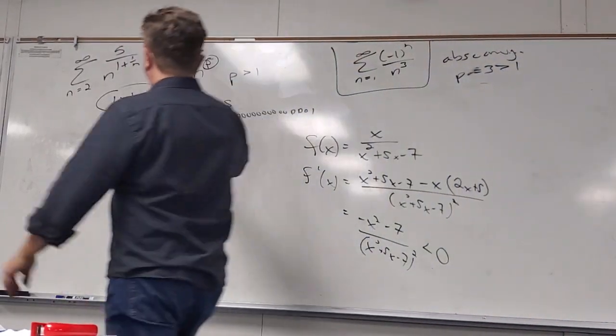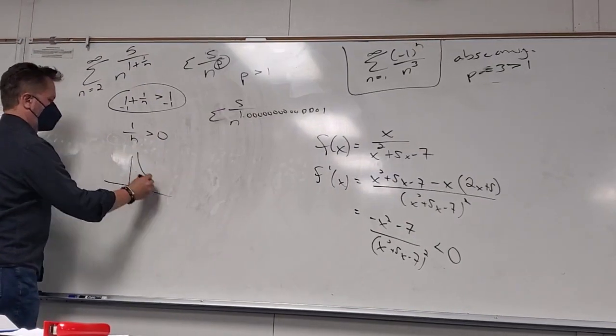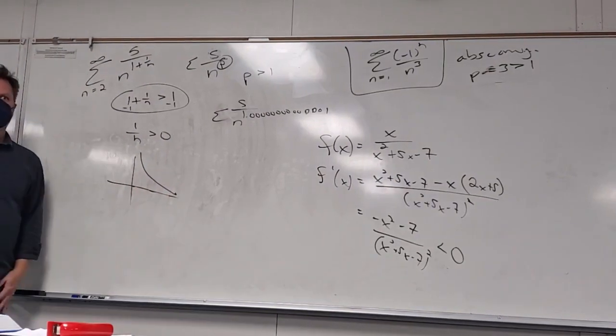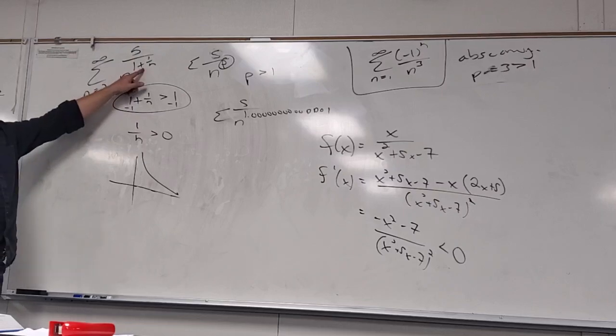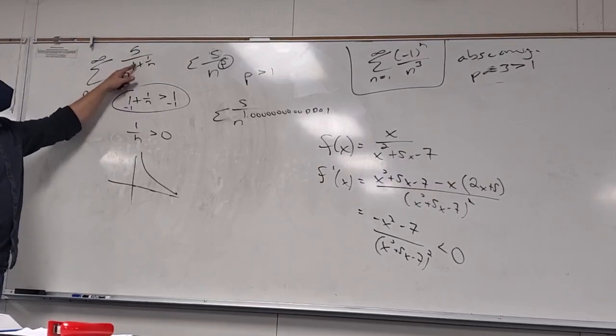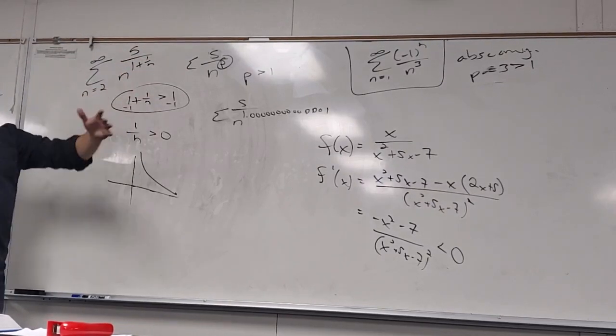In fact, what does this look like? What does 1 over n look like? Like that. Asymptotic. So in order for this to converge, this power has to be bigger than 1, and this power is bigger than 1 always.